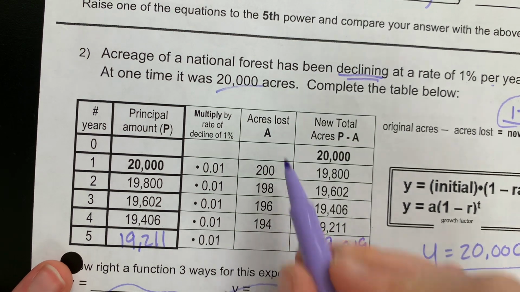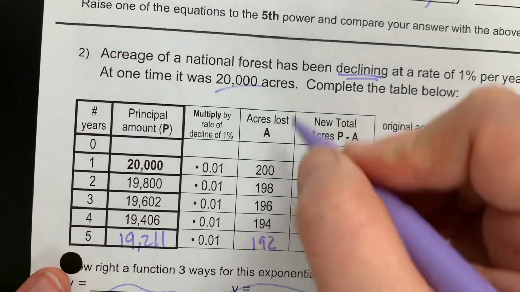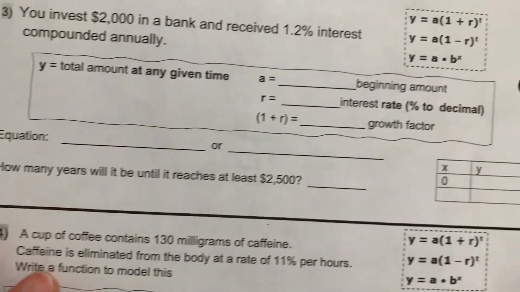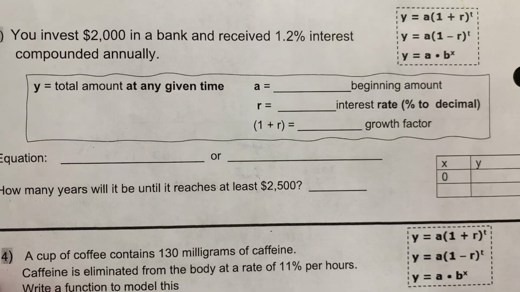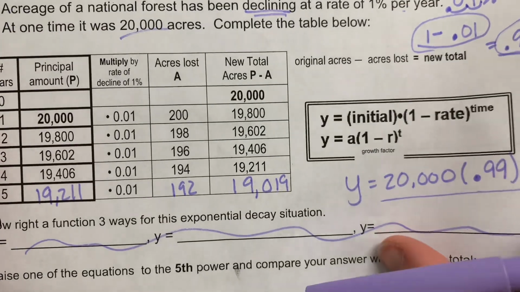And we can see that we're losing acres. All right, let's turn it over and look at the back. Okay.